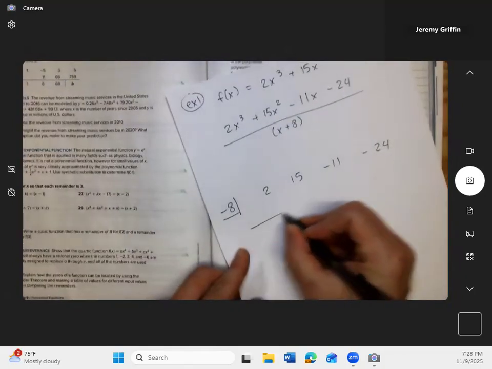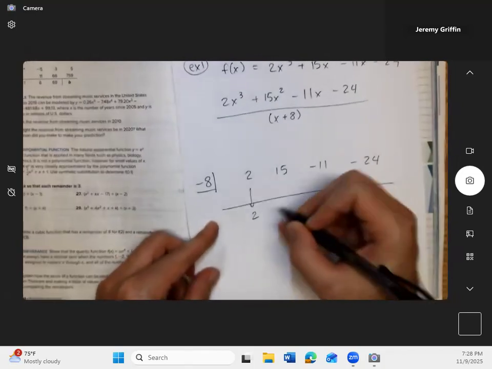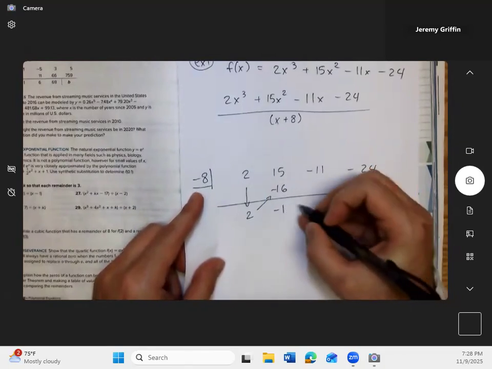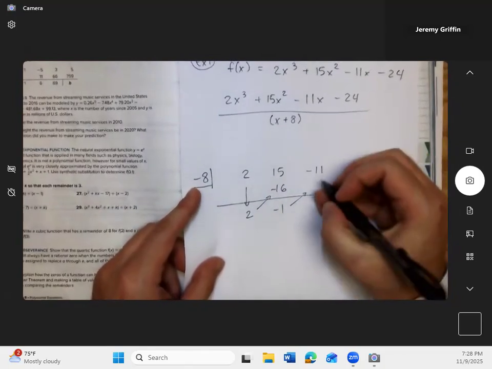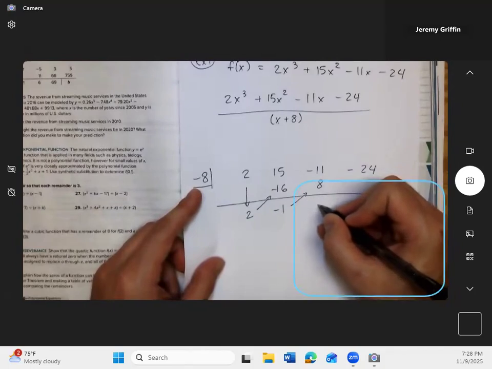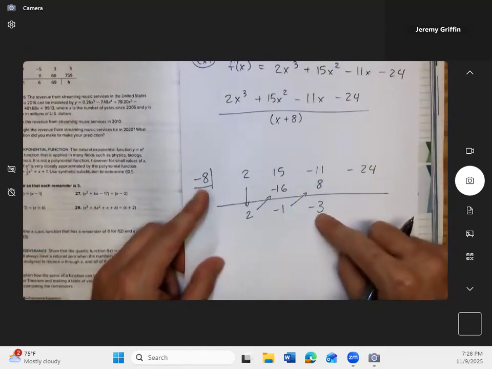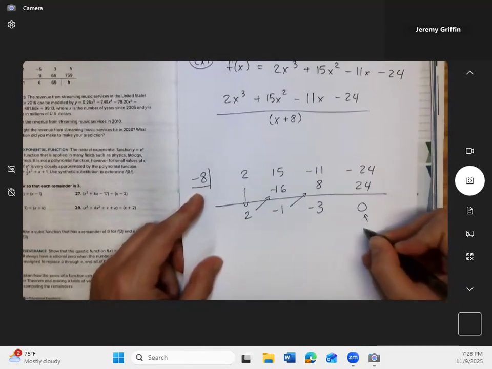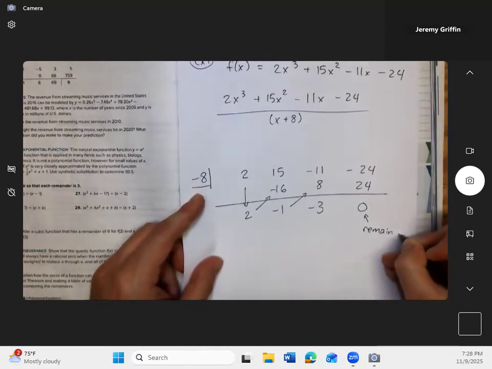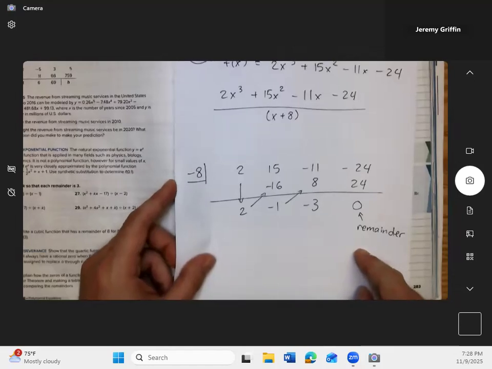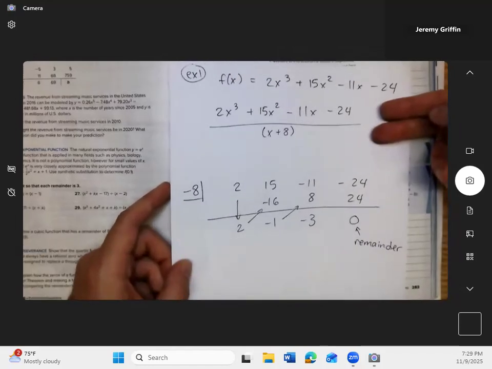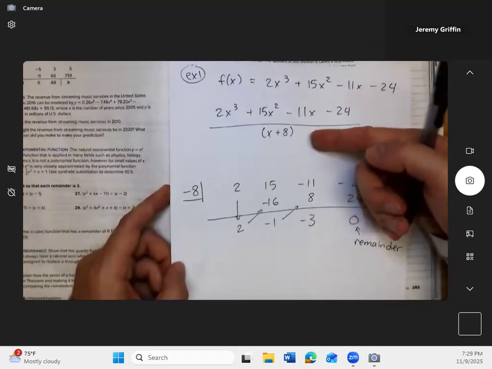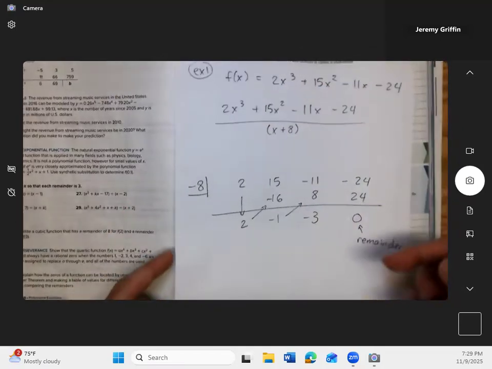So let's go through. Drop down the 2, times negative 8 is negative 16. Add going down, it's negative 1. Times negative 8 is positive 8. Add going down, it should be negative 3. Then times negative 8 is positive 24. Add going down, it is 0. So you have a remainder of 0, which means that these two divided evenly, and x plus 8 is, in fact, a factor of this original crazy looking polynomial.